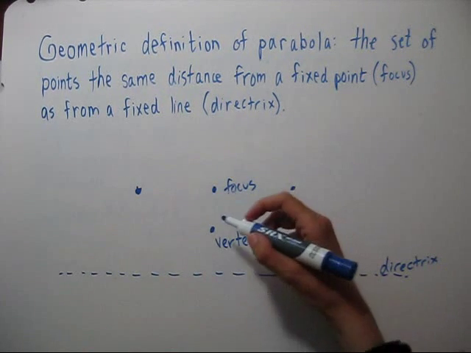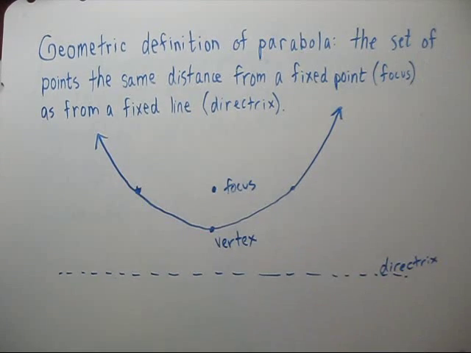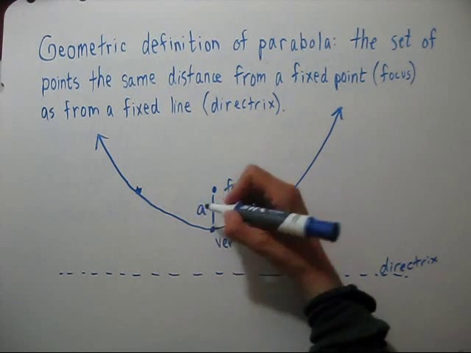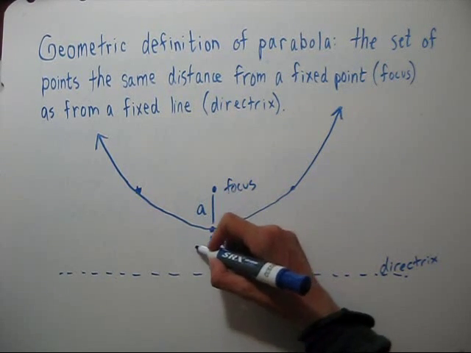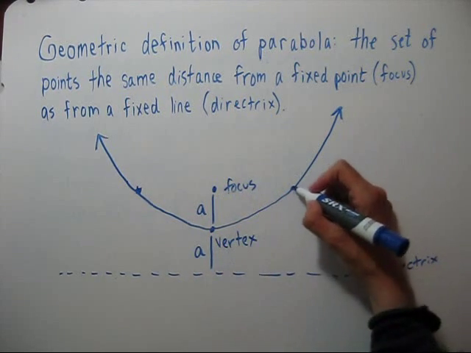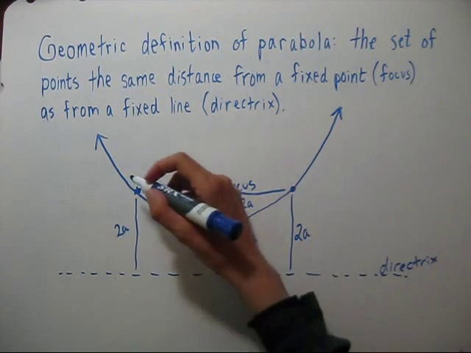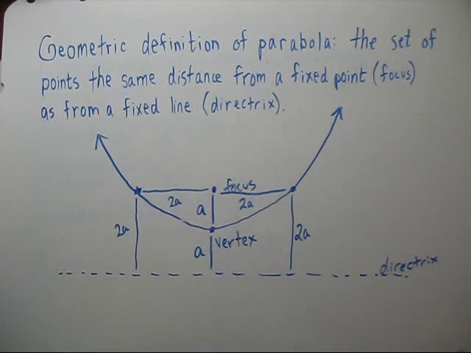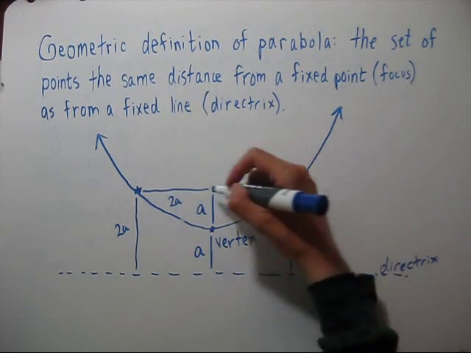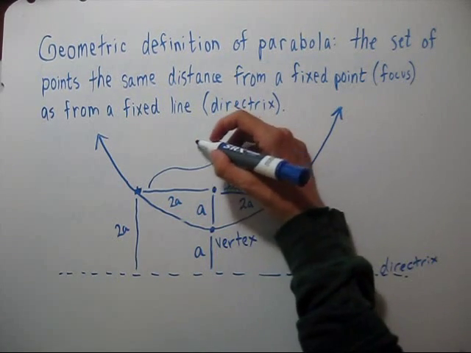It happens that if you take all the points that are the same distance, this distance here, we call it A. It's also A down here. And this total distance is 2A, and that's how we found these 2 points. These 2 points are useful because they help us graph the parabola, and the line segment that's formed by connecting those 2 points is called the latus rectum.